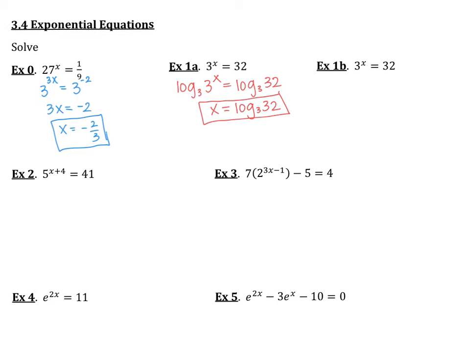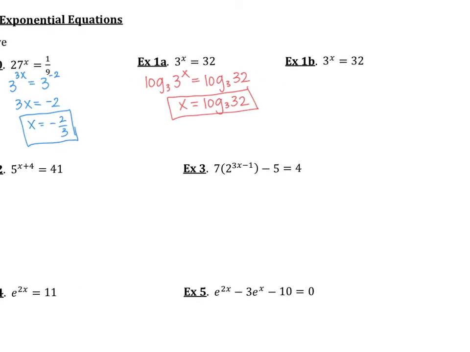Now, some of you learned to do natural log or common log on both sides. I'm going to show you that as well. It's the exact same thing. I'm going to use natural log because it's one less letter to write. If I do the natural log on both sides, I'm going to use the power rule and bring the x down. So now I have x times ln 3 equals the natural log of 32. So I would get x equals ln 32 over ln 3.